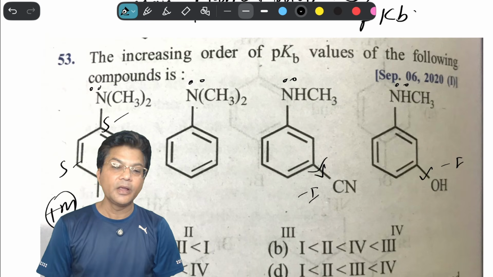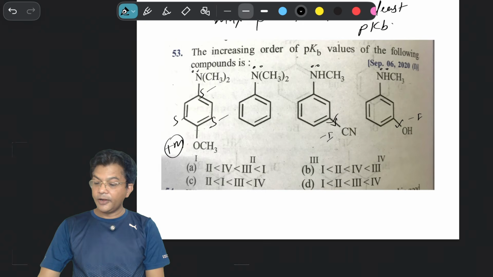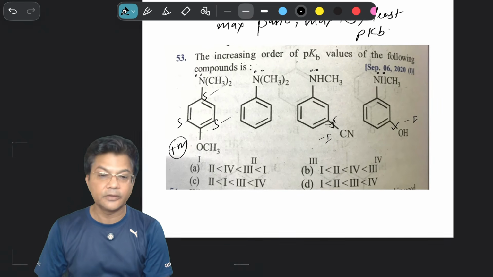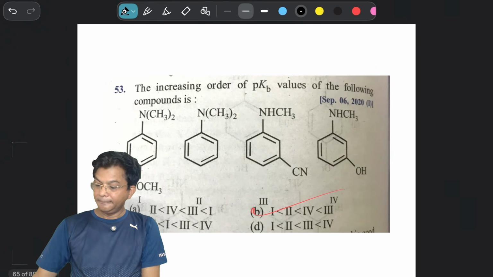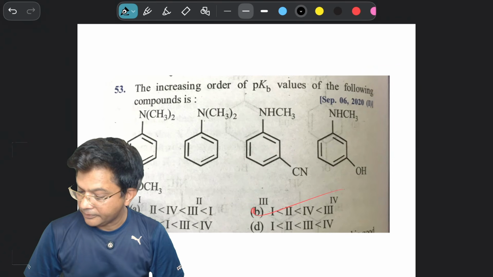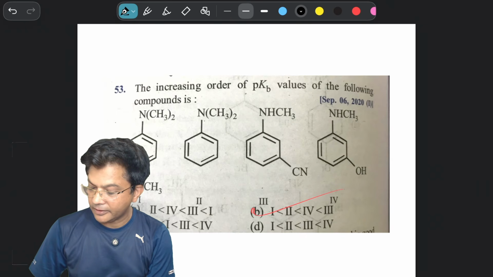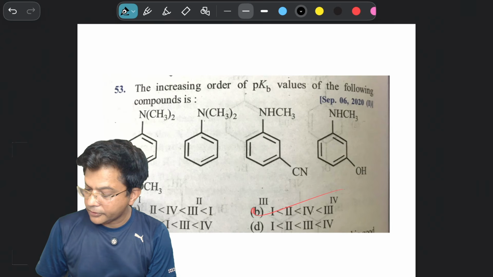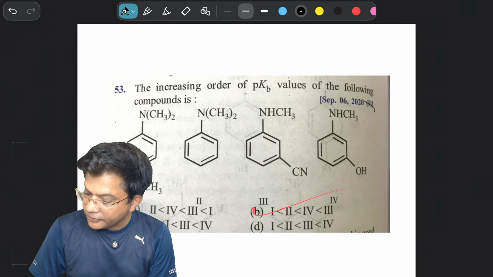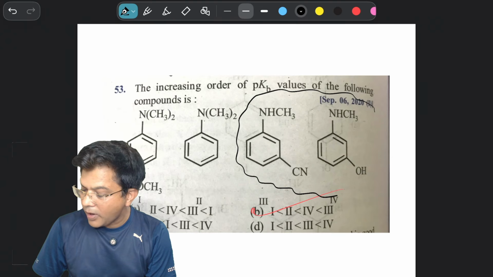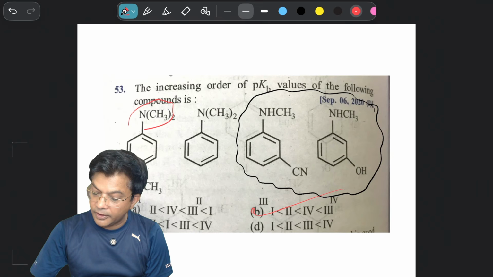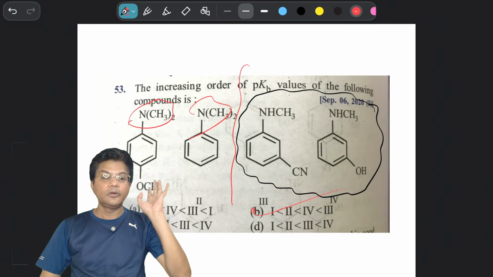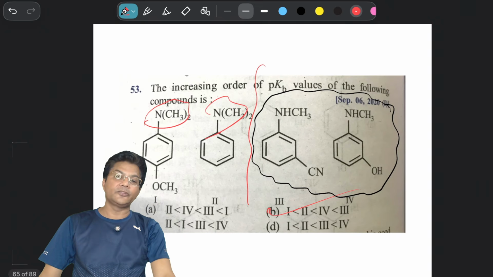So you can see it's a very simple question. The one who is most basic, just see to it. Have you got the answer? So see, most basic is the third one. Why is the third one most basic? Third, fourth, divide and rule. If you see, they all have just one CH3 on nitrogen, and these two have two CH3 on nitrogen. So divide and rule. The most basic will be from the right hand side one.